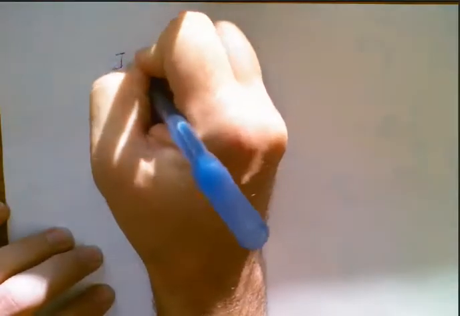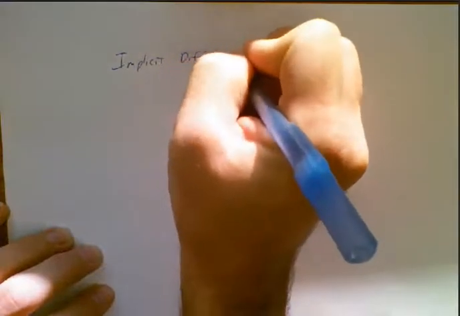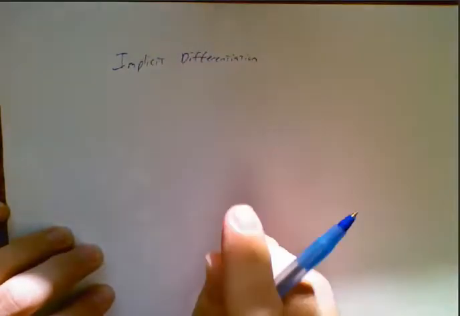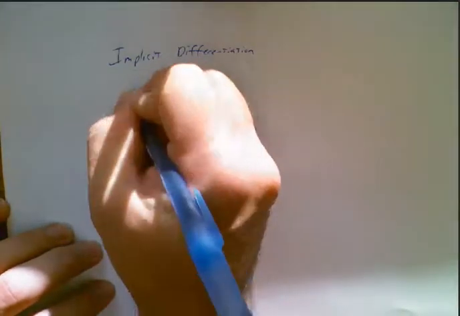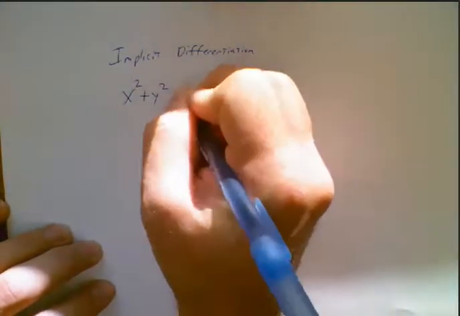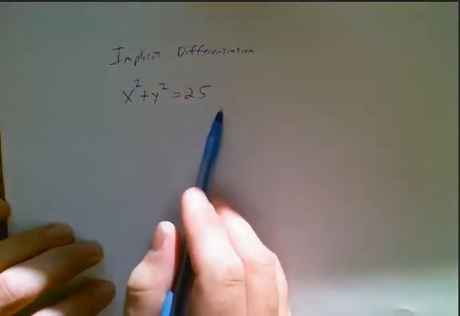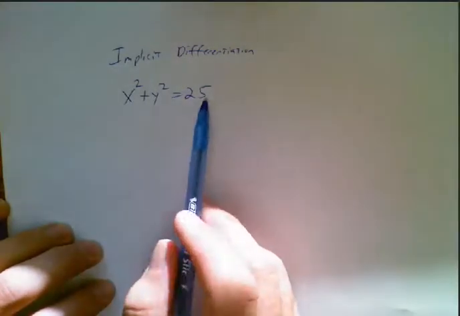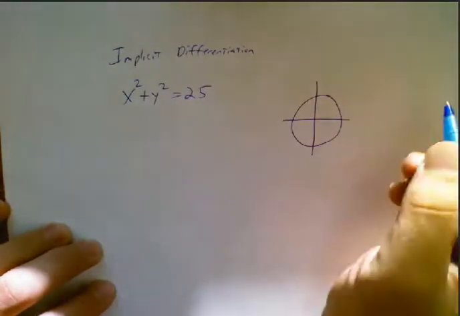Okay, good. So for implicit differentiation, sounds very fancy, but you'll see it'll be obvious when you're going to use it. Okay, so here's a quick little equation here. We'll use the equation of a circle, right? X squared plus y squared equals 25, so radius would be what, 5? So if you want to just get a quick sketch, I don't know, something like that.